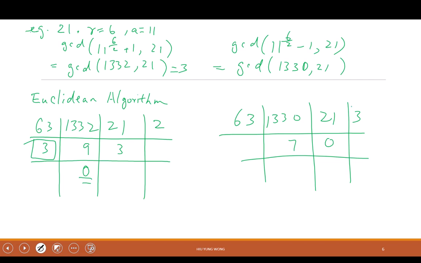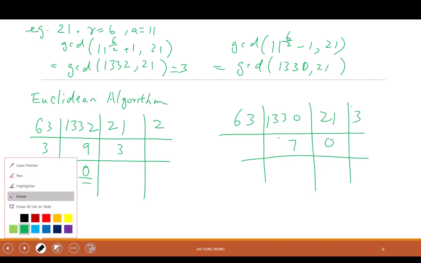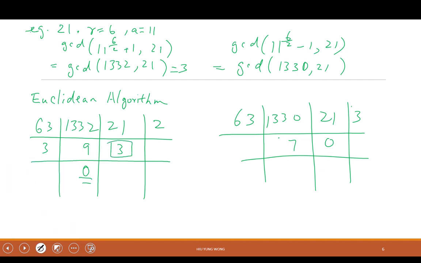Eh? So what did I do wrong? Oh, no, not 3. I should look at this one. I wrote the wrong one, sorry. I should look at the remainder of the last one, which should be 7. So this is 7, right? I messed up the algorithm. So you still do it in this way, division, but you look at the last remainder, and that is the GCD, the last nonzero remainder that you have. So here it shows that indeed 21 equals 3 times 7. You can try this for other numbers, or other A, right? In my textbook, I have some exercises. You can try that and see if you get the right thing.